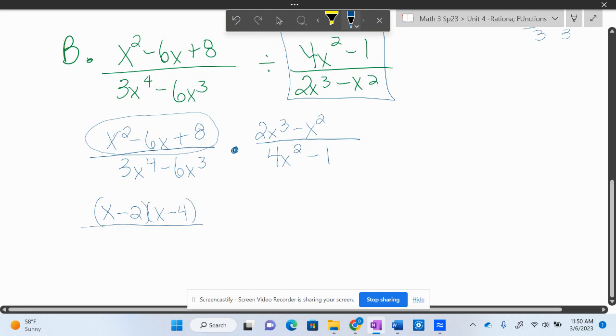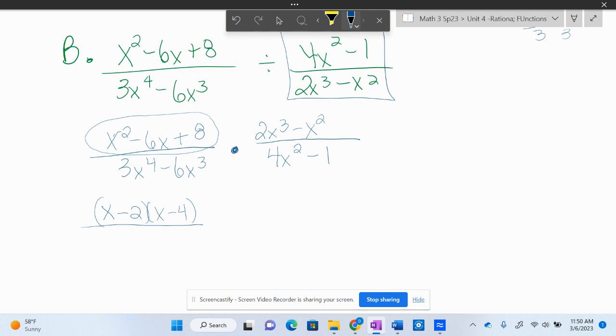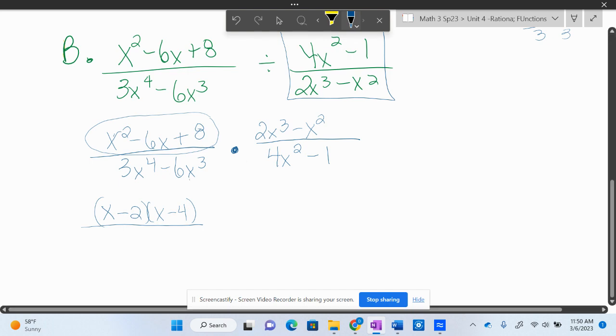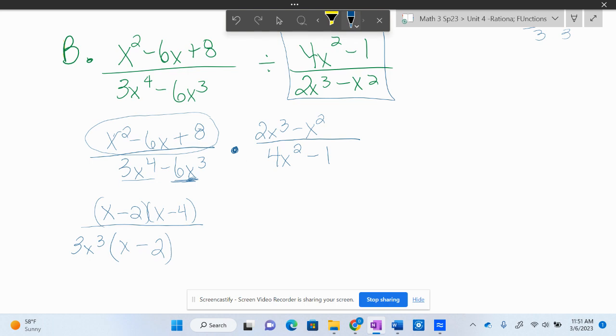What about the denominator? Do I have a GCF in there? 3 what, Chris? Open your eyes. 3 what? Well, look, what's the smallest power of x over there? X cubed. So that means I can take out a 3x cubed from both of those. If I divide this term by 3x cubed, I'm just going to be left with an x. If I divide this term by 3x cubed, I'm going to be left with a -2, right?